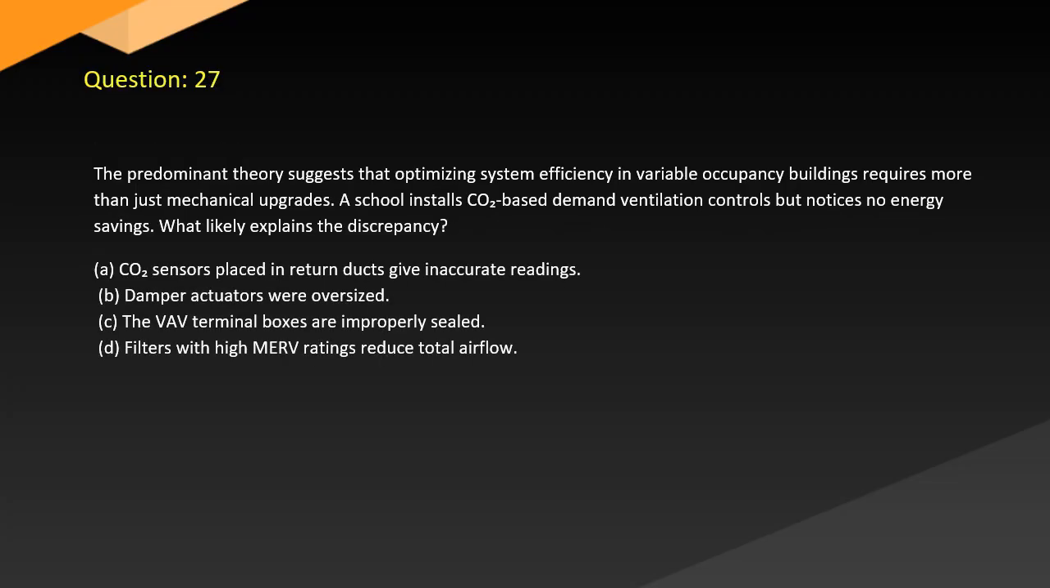Question 27. The predominant theory suggests that optimizing system efficiency in variable occupancy buildings requires more than just mechanical upgrades. A school installs CO2-based demand ventilation controls but notices no energy savings. What likely explains the discrepancy? A. CO2 sensors placed in return ducts give inaccurate readings. B. Damper actuators were oversized. C. The valve terminal boxes are improperly sealed. D. Filters with high MERV ratings reduce total airflow.